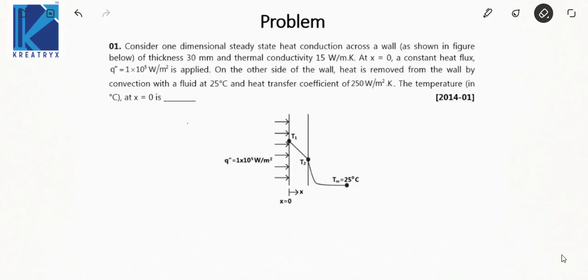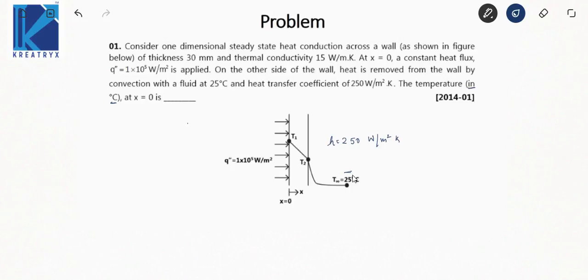At x is equal to 0, a constant heat flux whose value is given as 10 raised to the power 5 watt per meter square is applied, and on the other side of the wall heat is removed from the wall by convection. A fluid's temperature is given as 25 degrees Celsius, and heat transfer coefficient h is equal to 250 watt per meter square Kelvin. Find the temperature in degrees Celsius at x is equal to 0. Be careful that you have to fill the answer in degrees Celsius, not Kelvin.